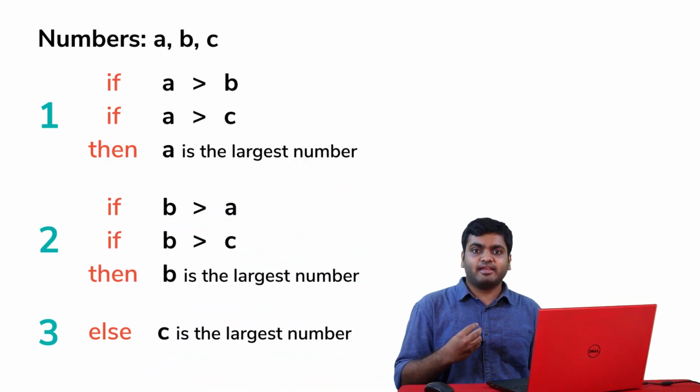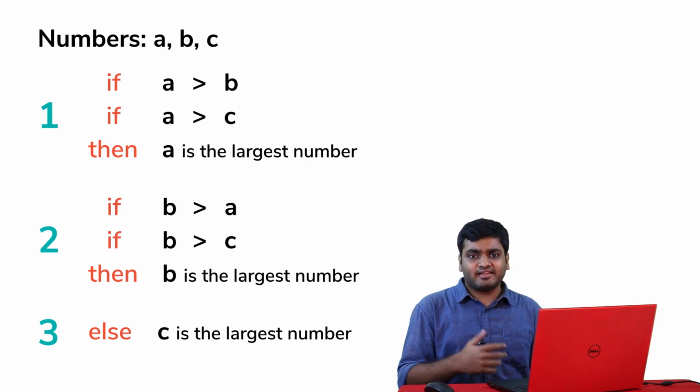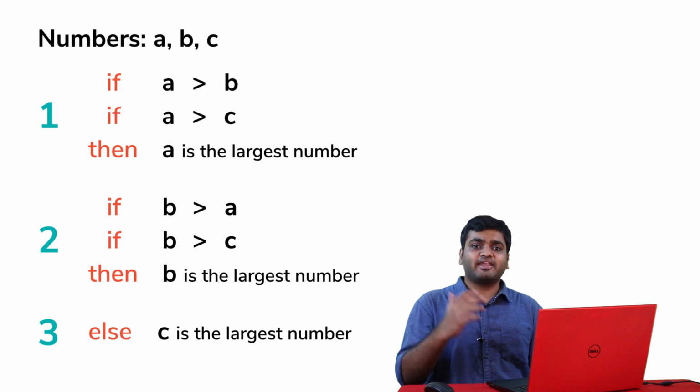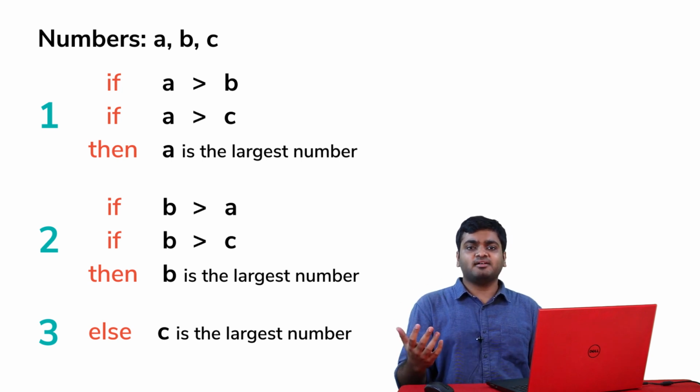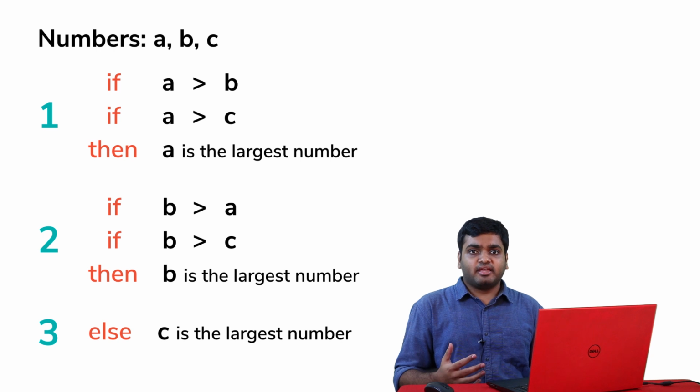First, I'll prompt a user and get the three input numbers. Then, I'll compare the first number with the second number. If the first number is greater than the second number, then for it to be the greatest, it must also be greater than the third number. Else, if the second number is greater than the first number, then for it to be the greatest, it must also be greater than the third number. I'll create this logic using the if-else statements. Now let's get coding.